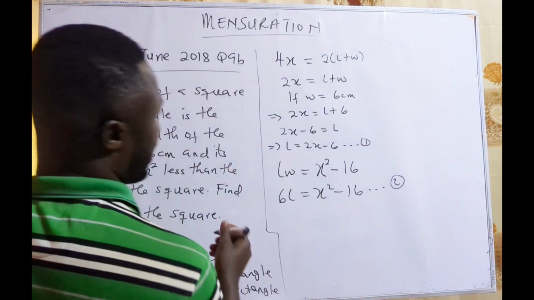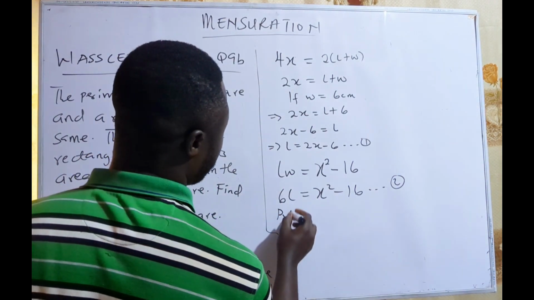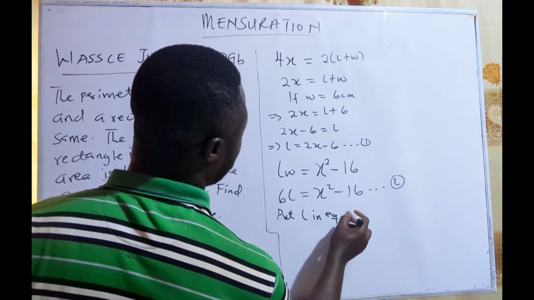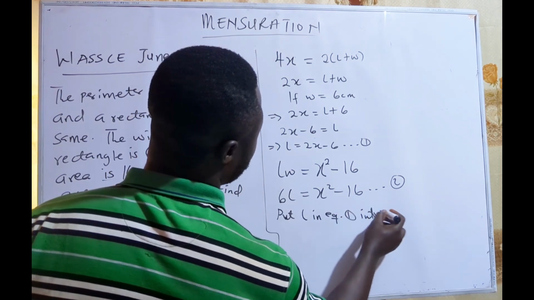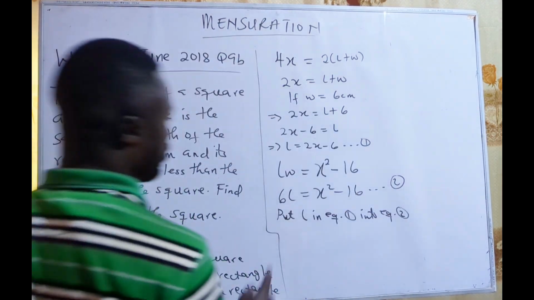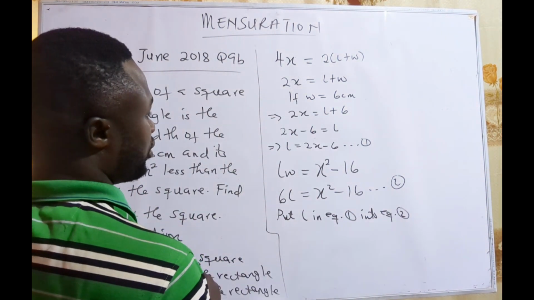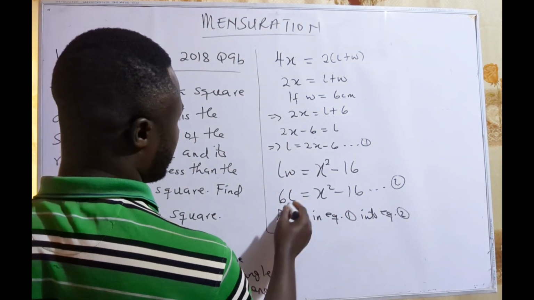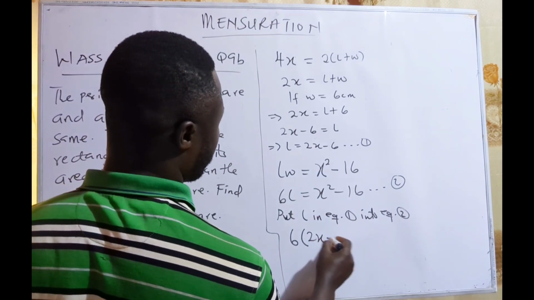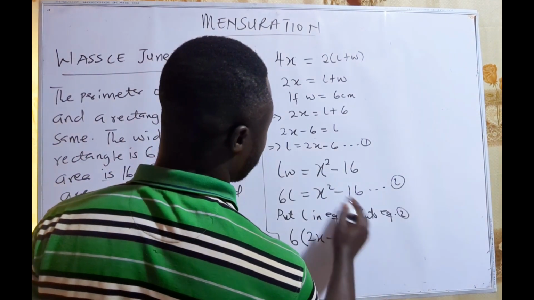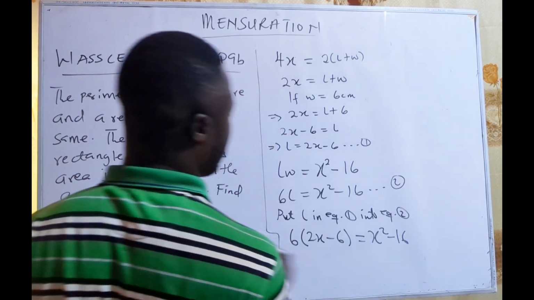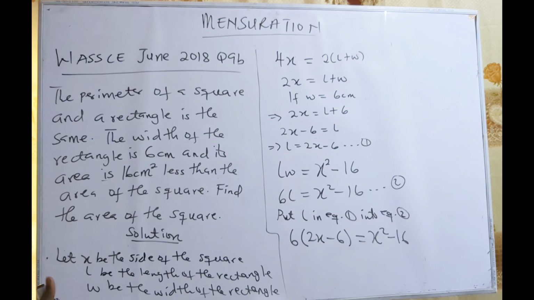Then we substitute the L. So you can say put L in equation 1 into equation 2. So what is equation 2? It says 6L. What is the L? 2x minus 6 equal to s squared minus 16.